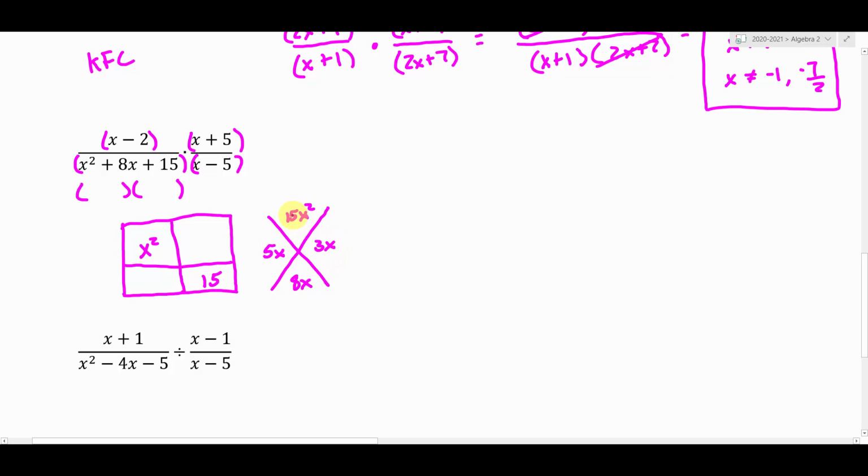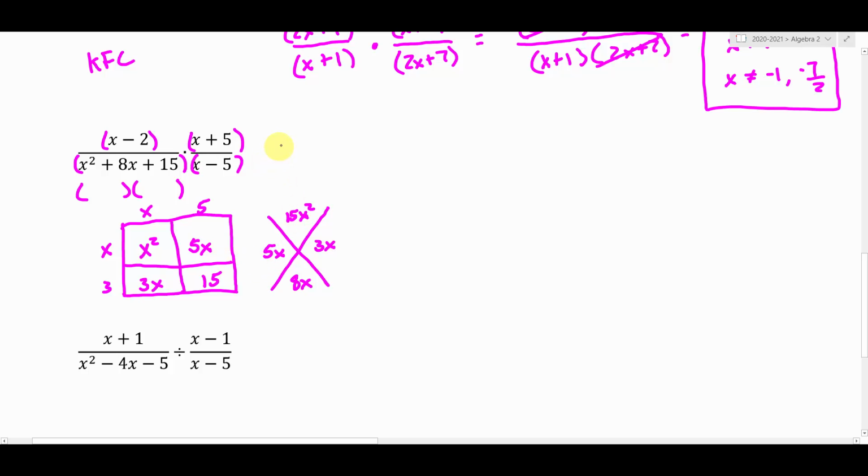So 5 times 3 is 15. 5 plus 3 is 8. So that allows me to fill in my other diagonal. Now I start working on my outside dimensions here. So x squared is going to be x and x, because x times x is x squared. And then down here, we're going to have x times 3 to get 3x and x times 5 to get 5x.